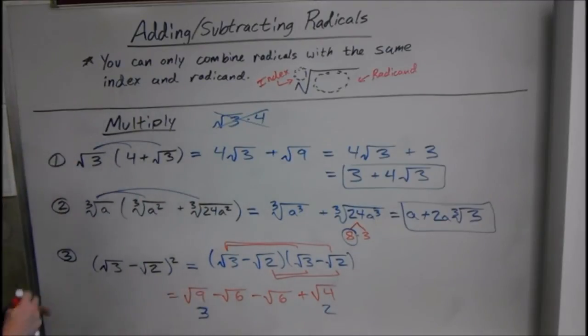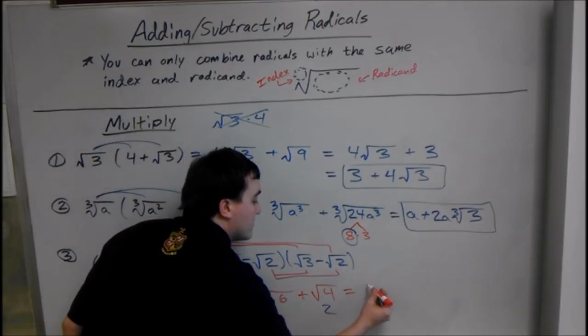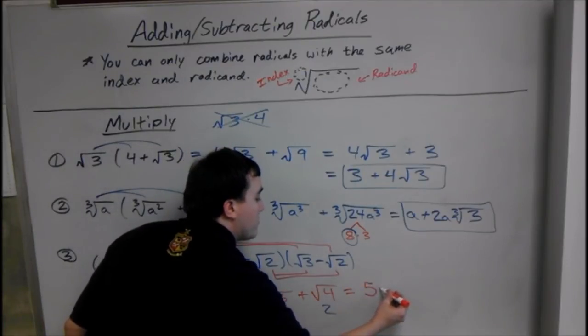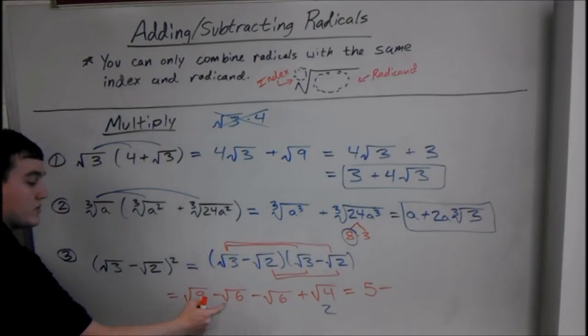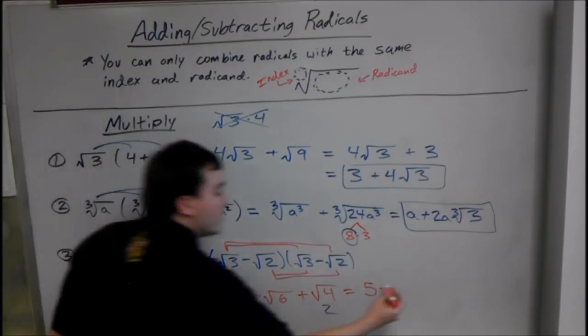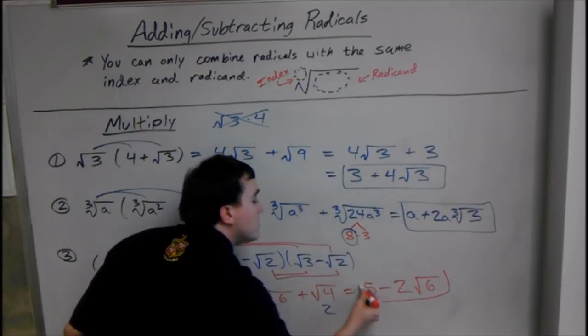So in the beginning we're going to have 3 plus 2, which gives us 5, minus square root of 6 minus square root of 6. So remember there's negative 1 minus 1 is negative 2 square root of 6. And that would be that one.